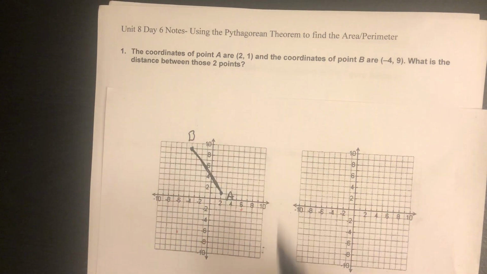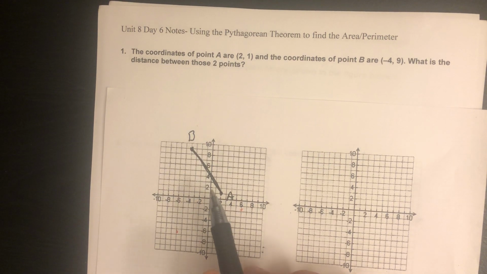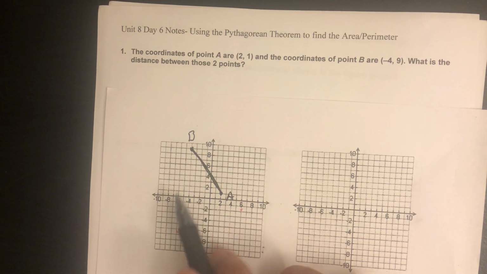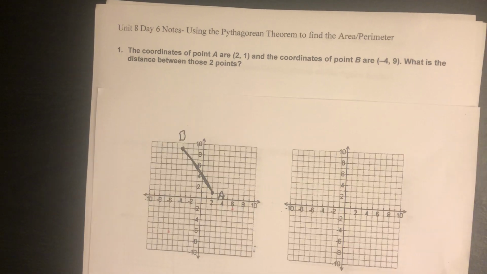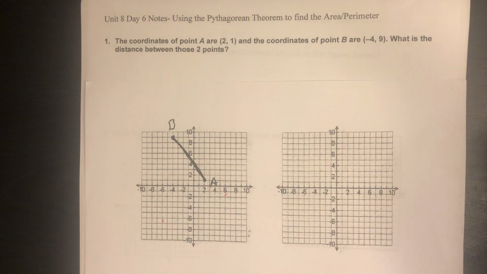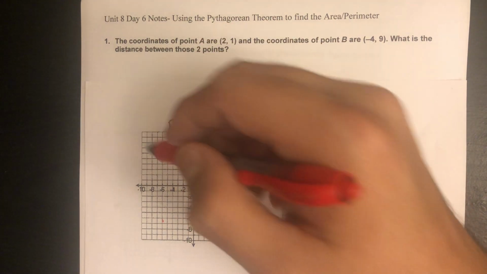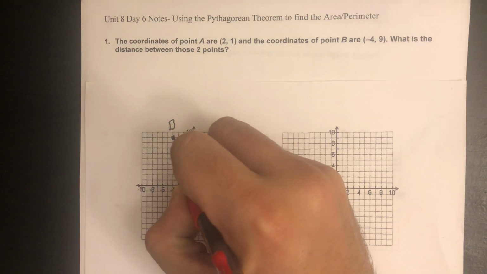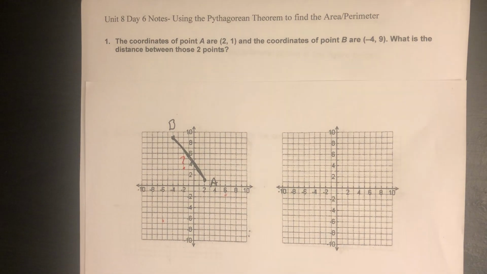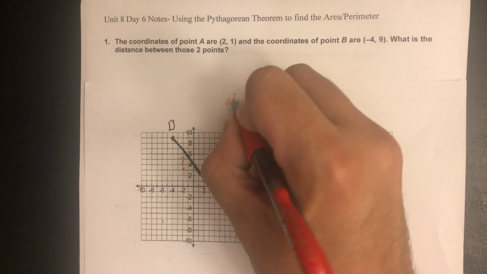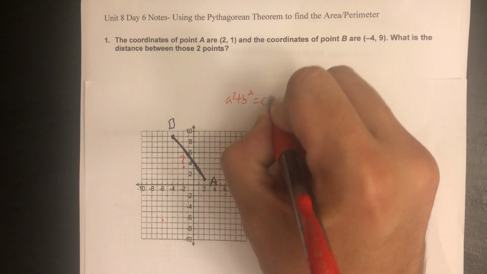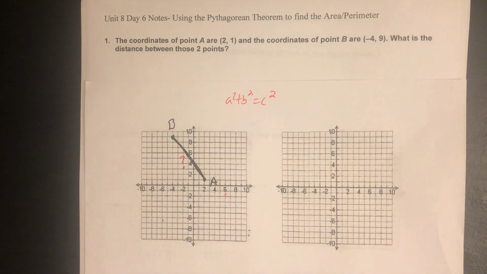It says we have point A at (2, 1), and then we have point B at (-4, 9). What is the distance between these 2 points? And this is basically review from a couple days ago. So I need to find the distance between A and B, so I'm going to put a little question mark. To find the distance, I'm going to have to use my theorem, A squared plus B squared equals C squared. And because I'm using this, I need a right triangle.